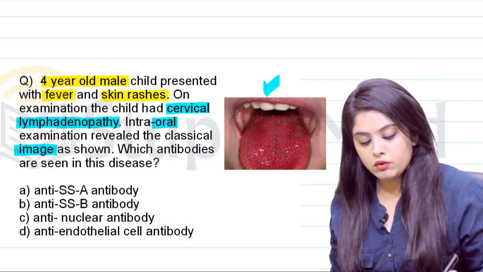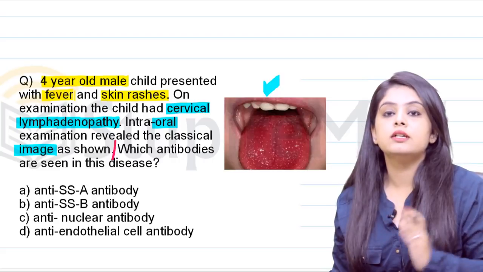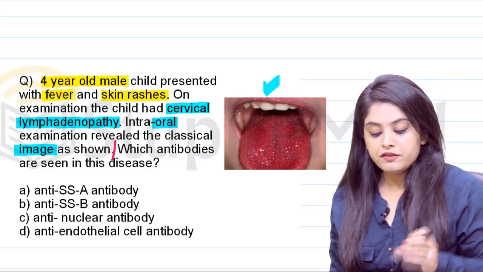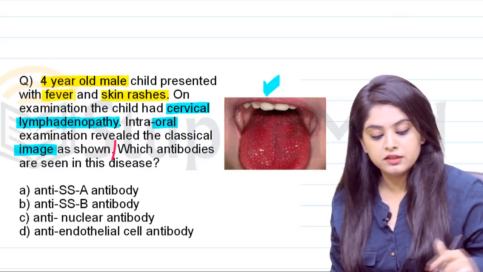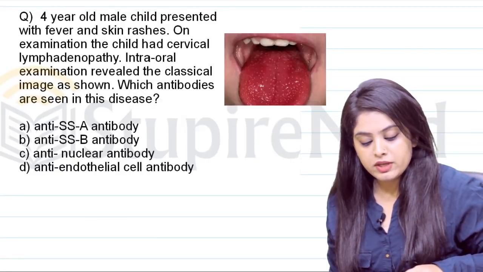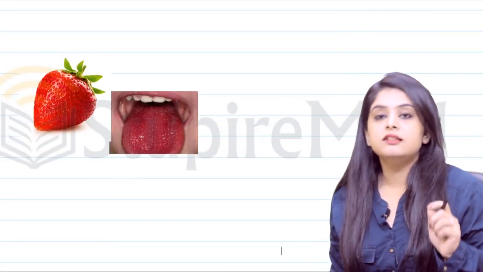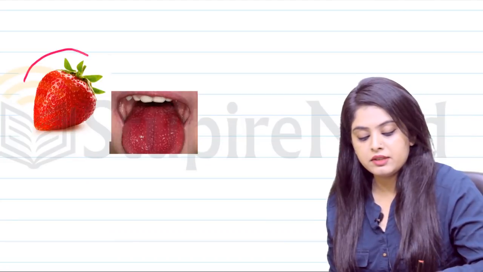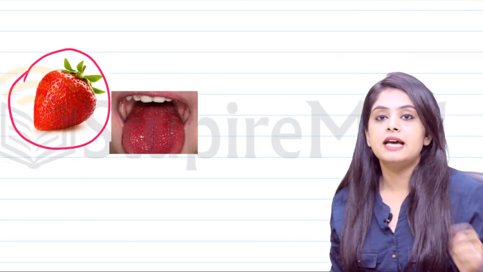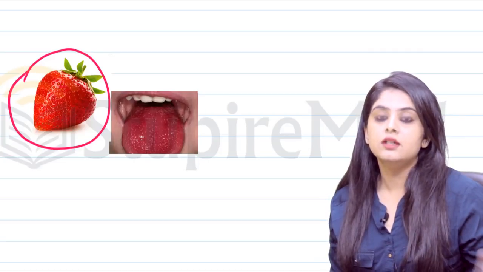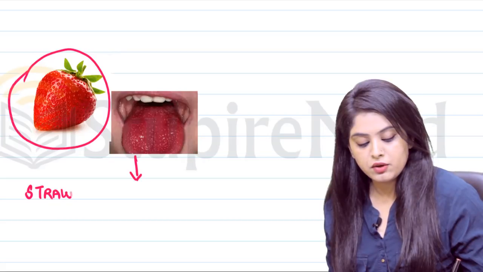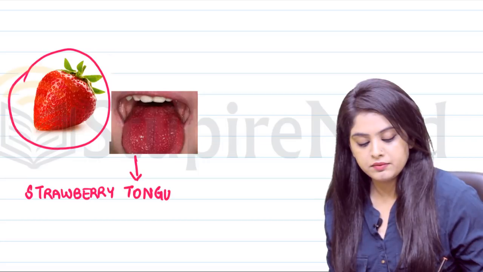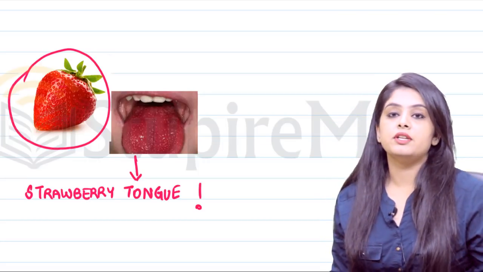So now let's take a halt over here before we proceed to the remaining part of the question. First, let's focus on this particular image as to what the examiner is trying to show us. Students, in the same question, you can see that this image has a very striking resemblance to one of our favorite fruits, that is a strawberry. So this particular finding is known as the strawberry tongue. This is the strawberry tongue.